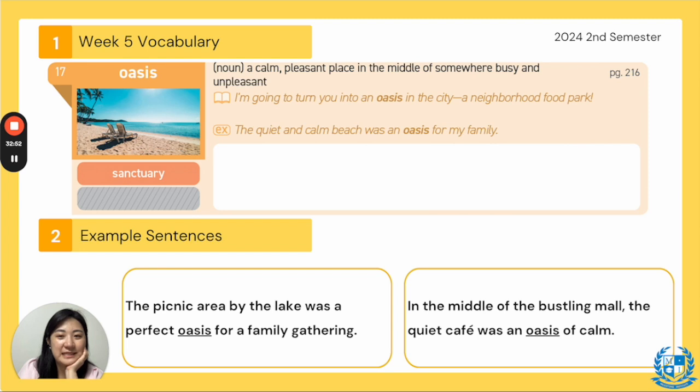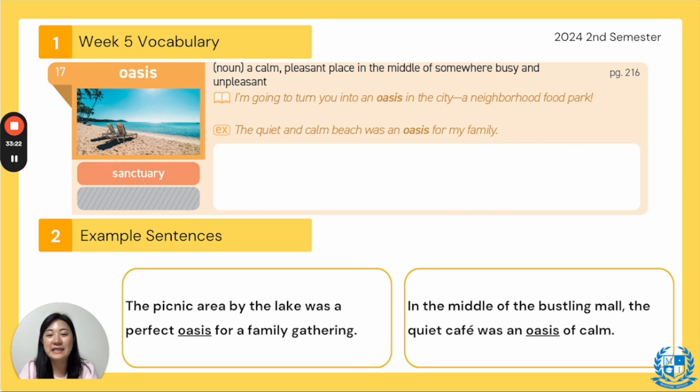In our textbook, it says, I'm going to turn you into an oasis in the city. A neighborhood food park. So here, when it was the empty, I believe, lot, I haven't read the story in a while, the empty lot, and they're trying to make it into a neighborhood food park where they have gardens and areas for them to play. They're trying to make it an oasis, a little nice place in the bustling and busy city.